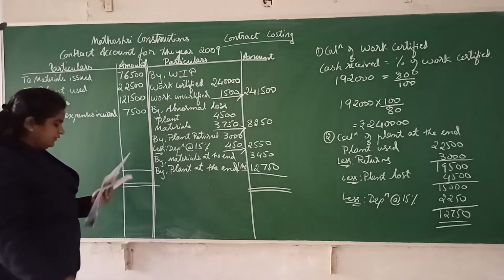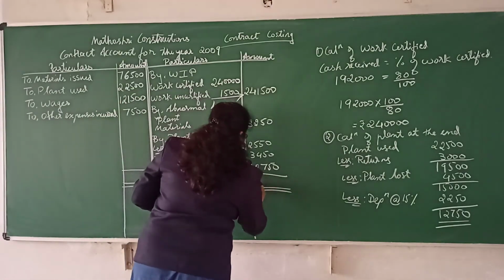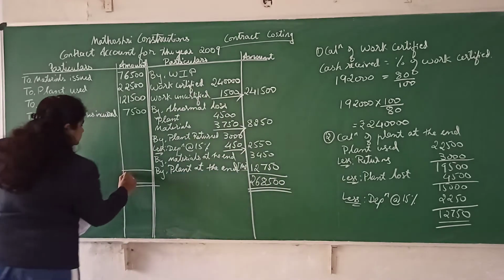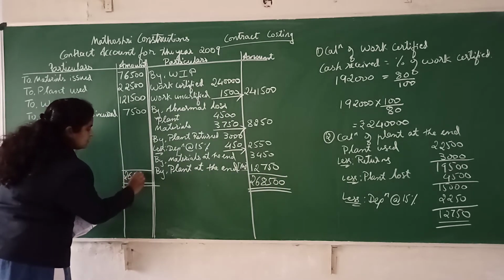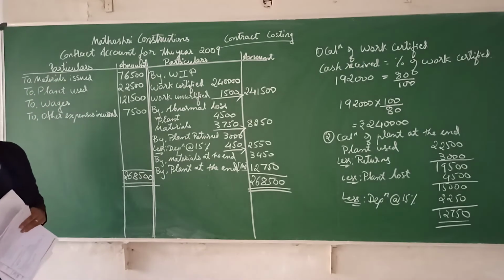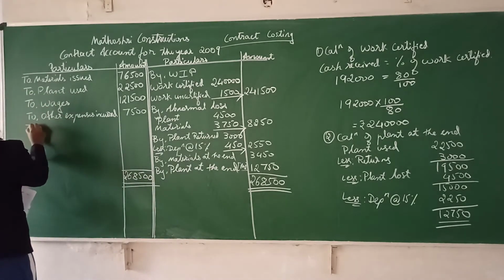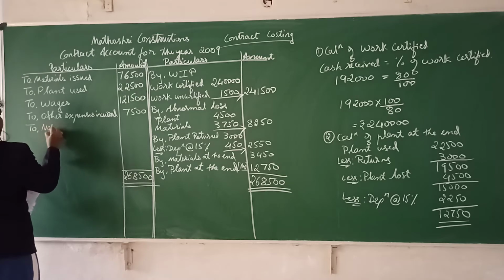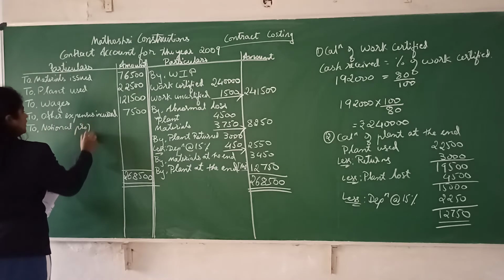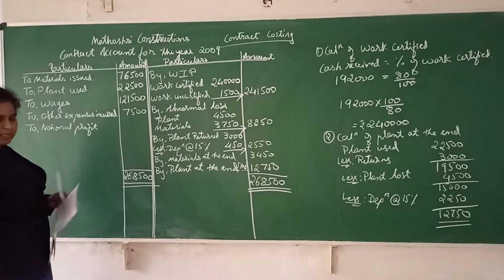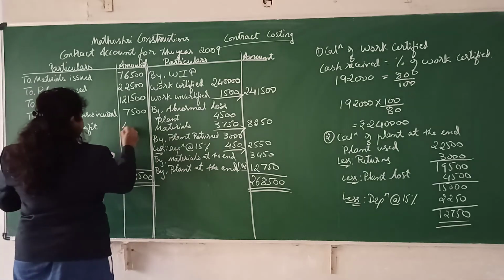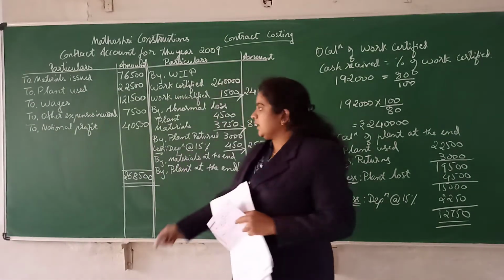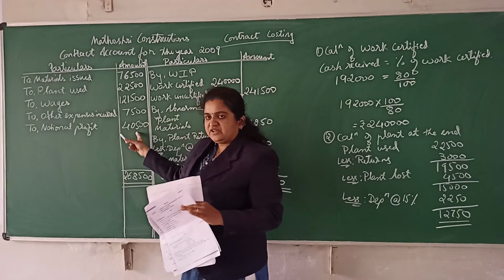Make total of credit side. So total is 2,68,500. Okay. Now balance. Take it on the debit side. That will be called as notional profit. Okay, so notional profit is 40,500. Okay, now notional profit 40,500.